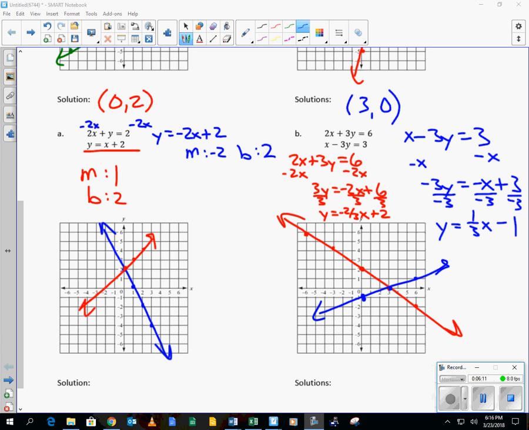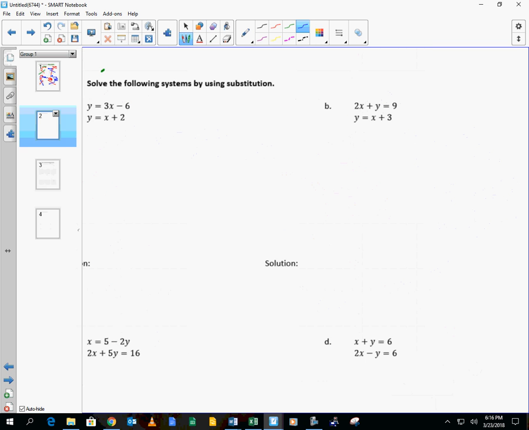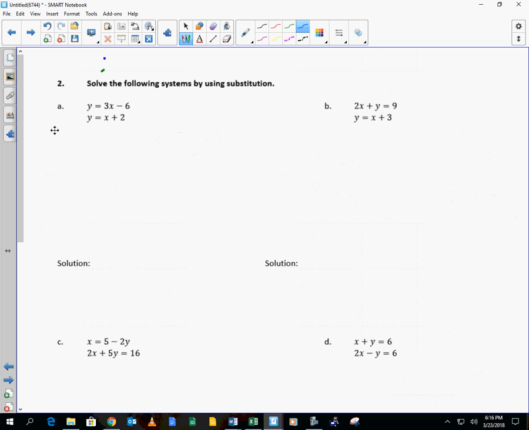Okay, let's flip that over. Let's check out substitution. We either need a y equals or an x equals. And what do we have here? We have a y equals. Both of them are y equals. I'm going to take that and place it right where the y is.